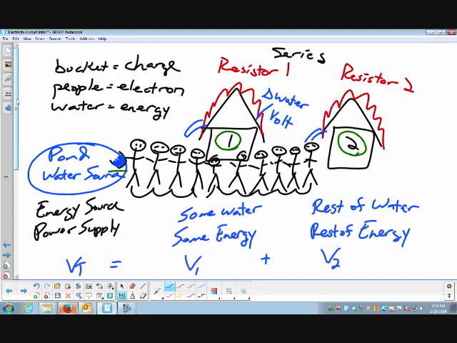This is my little fire brigade analogy with a series circuit where the houses are beside each other. The water comes from the water source. A little bit of water goes on the first house. The rest of the water goes on the second house. Goes return back. This is a series circuit.